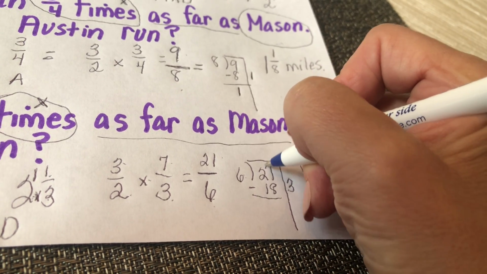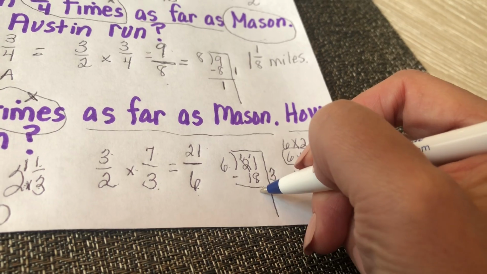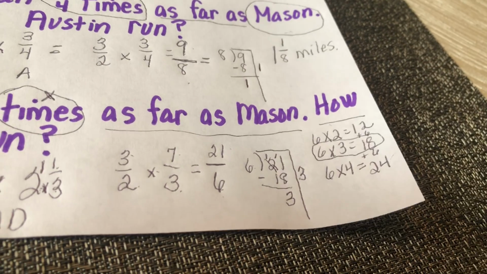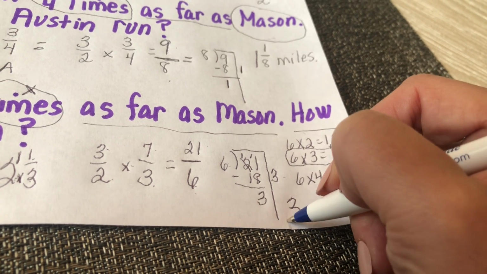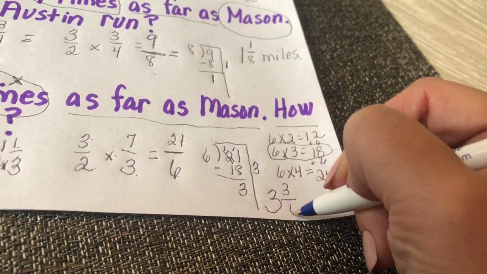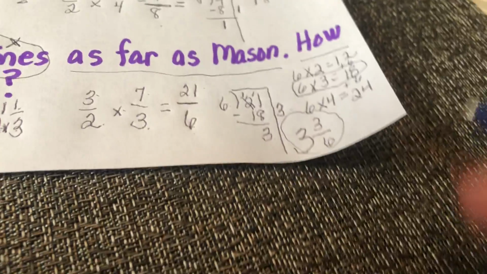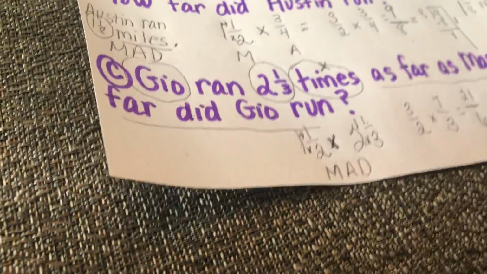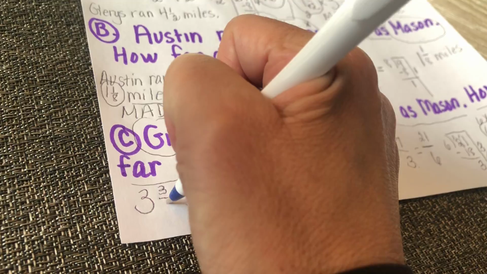I need to subtract and borrow. 11 minus 8 is 3. So now I'm going to take my whole number of 3. The remainder is 3, and the divisor is 6. I have 3 and 3/6 miles. Well, let me just write it over here. I have some more room.